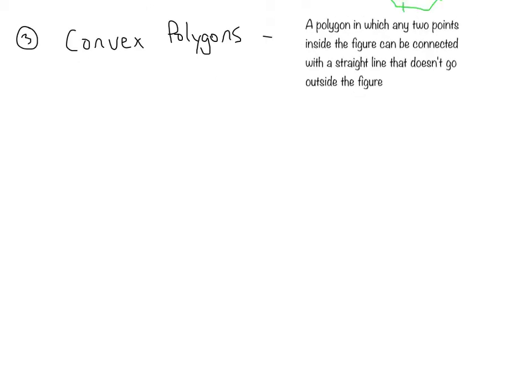Alright, so let's talk about convex polygons, alright? So a convex polygon is a polygon in which any two points inside the figure can be connected with a straight line that doesn't go outside the figure. That's kind of wordy again. What does that mean? Let's take this rectangle here, alright? I'm going to pick two points inside this figure. So I'm just going to pick one there and one there. Alright, if I connect those with a straight line, straight-ish, right? That line does not go outside the rectangle, okay?